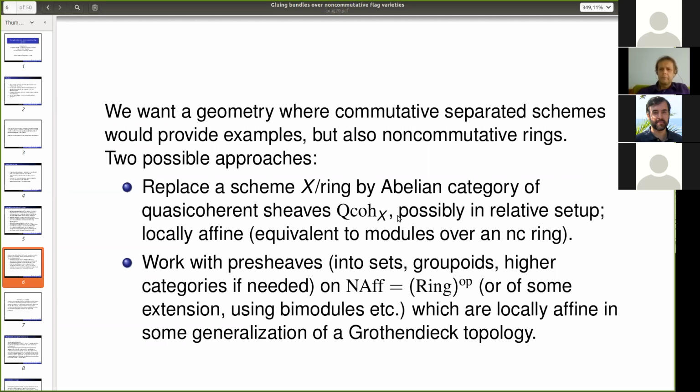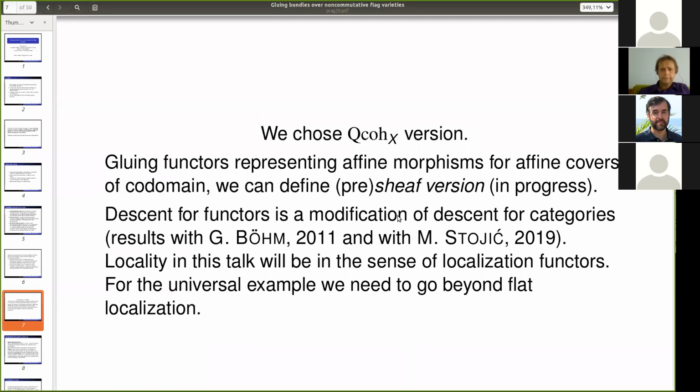I won't talk about that much, maybe at some point, but it is important that we can even go between these two points of view. This is to be mentioned at some point, but I will basically be in the first approach in this talk. So we chose this quasi-coherent sheaf version.